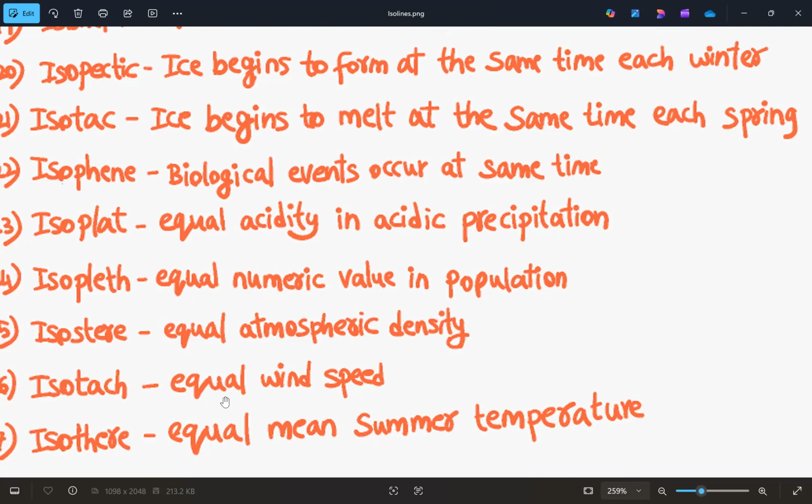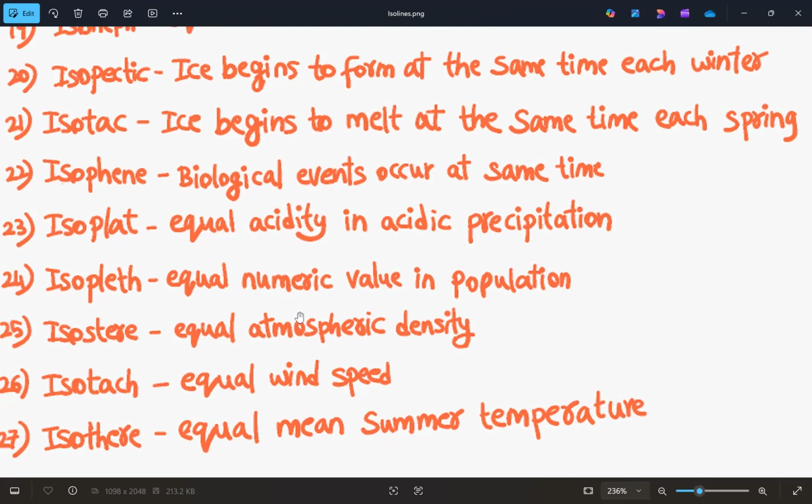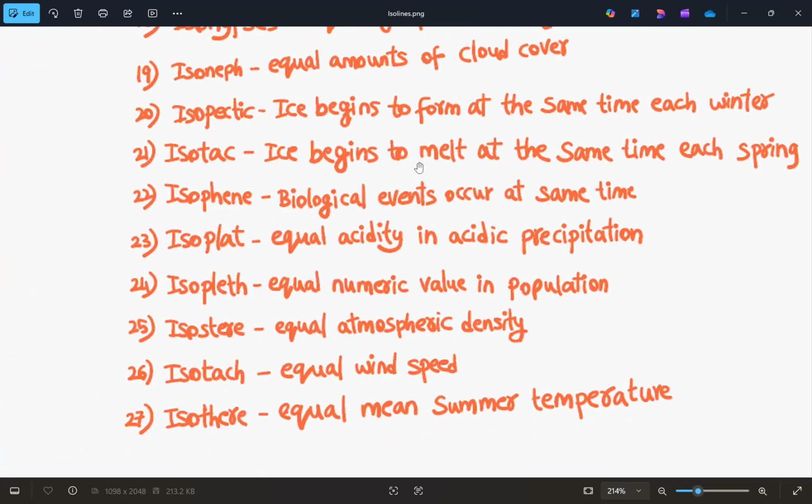And the last one is isothere. It measures equal mean summer temperature. So what does an isothere measure? It measures equal mean summer temperature. So these are all the isolines that are important from the point of view of examinations.